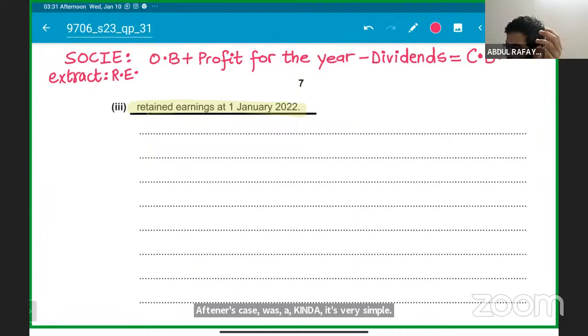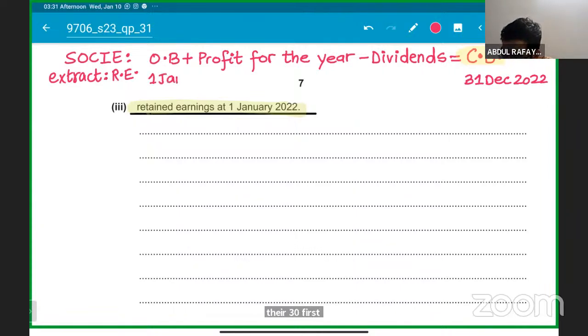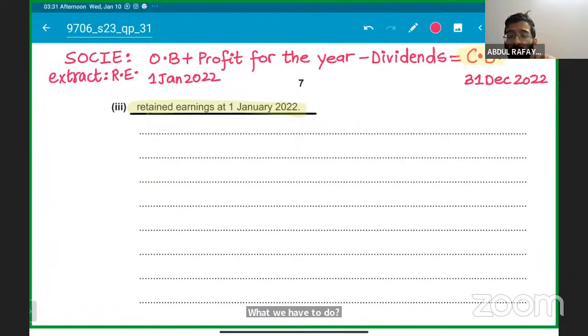Okay, what things do we already have? We already have the closing balance at the end of the year, 31st December 2022. We have the closing balance. We just need to find out the balance of 1st January 2022. So what we have to do, students, is basically we just have to add the dividends back and subtract profit for the year.